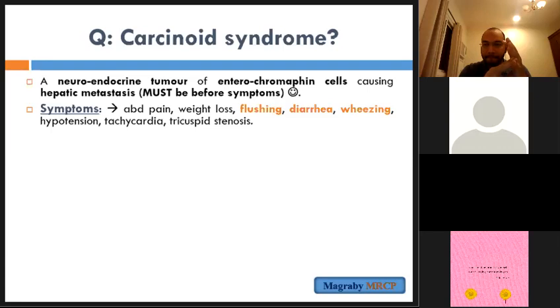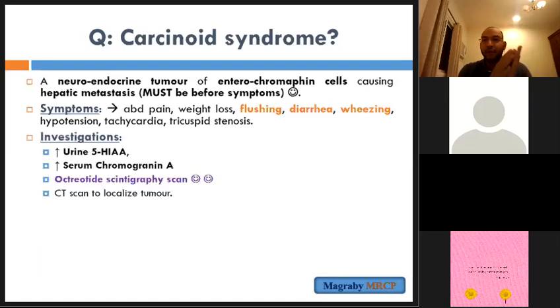Serum chromogranin. Urinary 5-hydroxyindole acetic acid is elevated in the urine, and the serum chromogranin is elevated. Yes, exactly. And the other mode of investigation is called octreotide scintigraphy scan. This is very specific and very sensitive, and the gold standard method of diagnosis is the octreotide scintigraphy scan, and it predicts the degree of response of this patient to octreotide.